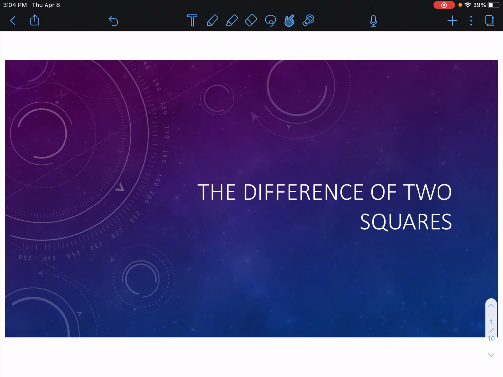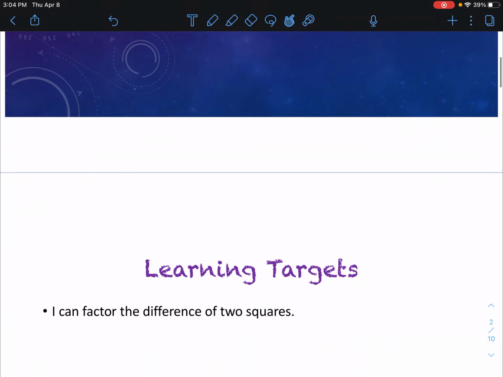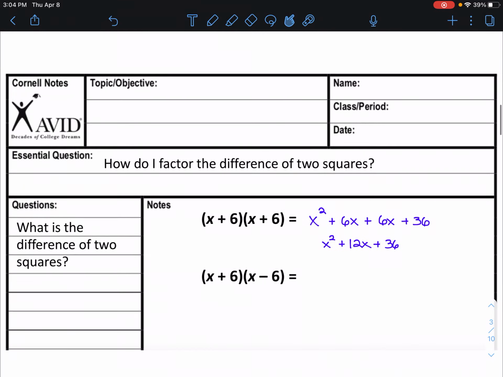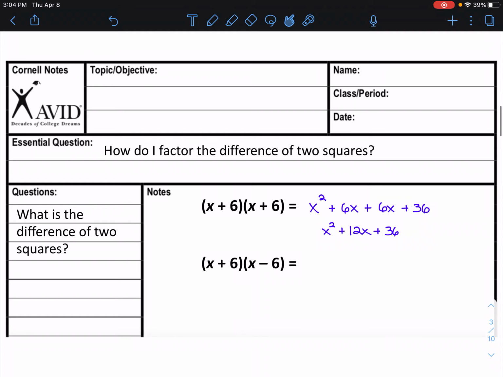Okay, now that we know what a perfect square is, we are going to finish off our factoring unit by talking about the difference of two squares. This is kind of a special case. So that's our learning target. So how do we factor the difference of two squares?